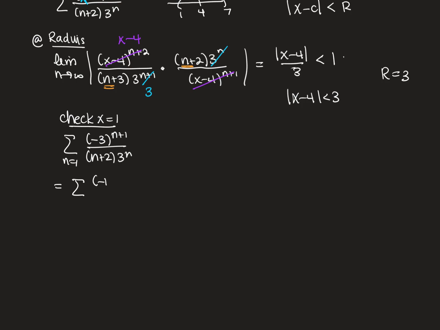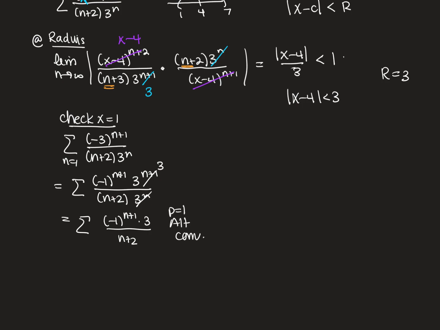I can break out my alternating piece, my 3 to the n piece, and n plus 2, 3 to the n. So you can see I have an extra 3 on top. So this series really looks like this: negative 1 to the n plus 1 times 3 over n plus 2. Notice this is p equals 1 harmonic, and it alternates, so it converges. So we know we're going to include that endpoint.